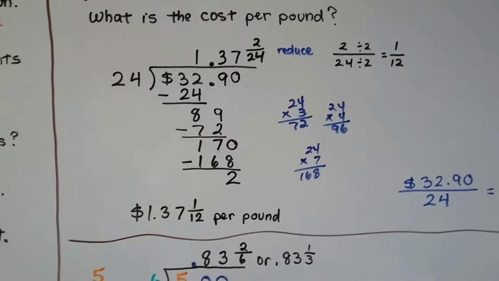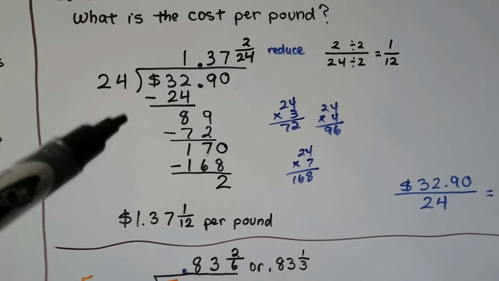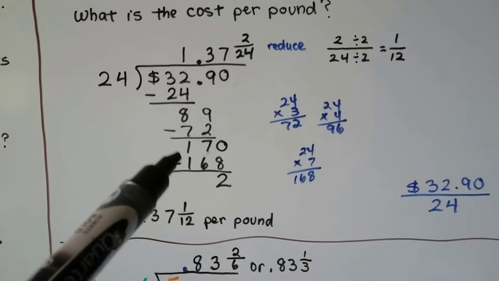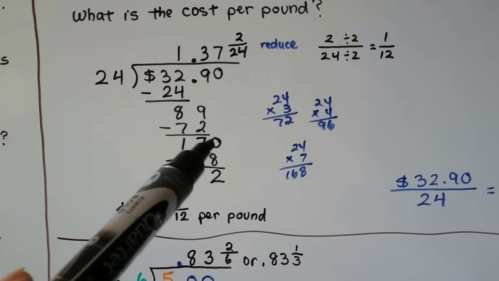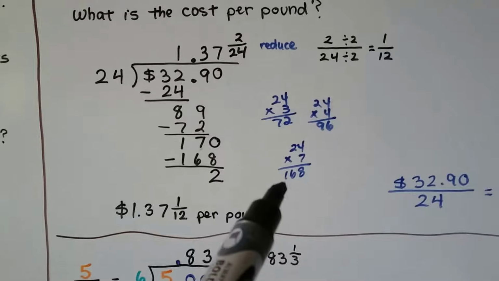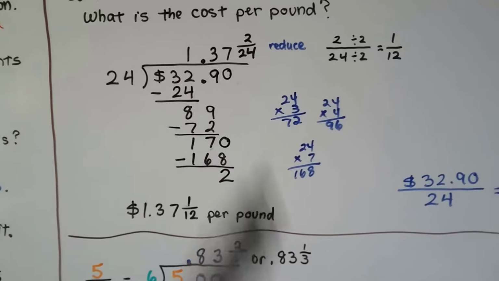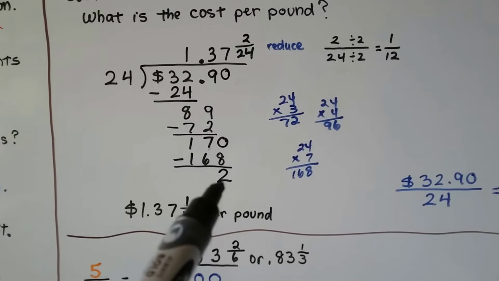Doing multiplication on the side can help you in long division, can't it? So that's going to be 72. We do our subtraction and get a 17. 24 can't go into 17. We drop down the 0. It's 170. We see that 24 times 7 is 168, so we put a 7 there. We do the subtraction and get a 2.